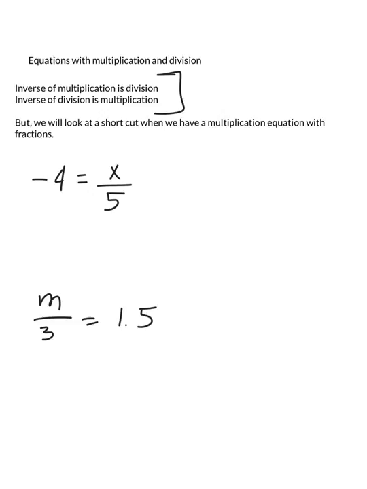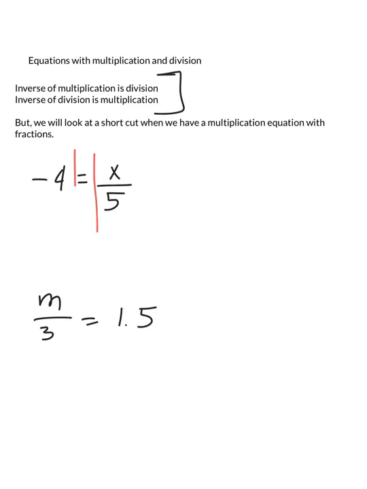Now, if you remember in the other section, when we were adding and subtracting, the inverses became 0. We had those 0 pairs. In this case, they don't become 0. They become 1. So let's just take a look at -4 equals x divided by 5.